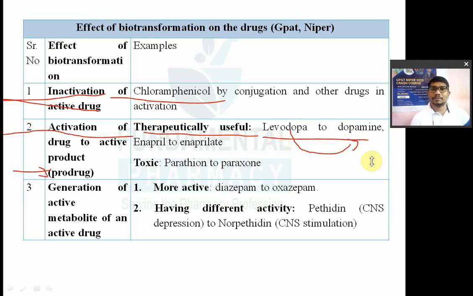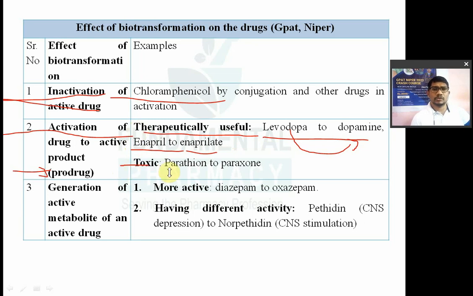Again, another example of activation of prodrugs, that is enalapril is a prodrug which is activated and converted into enalaprilat. Now what is enalapril? Enalapril क्या होता है? Enalapril is a drug used in the hypertension. So ये hypertension में use किया जाता है. It is known as an ACE inhibitor, angiotensin converting enzyme inhibitor. तो इसका it is a prodrug and it is converted to enalaprilat. Remember, enalaprilat is the active therapeutically useful form.